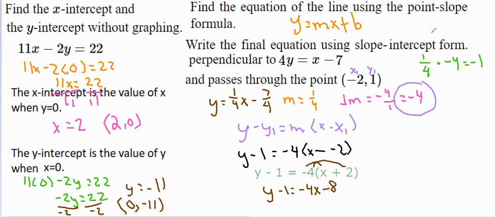And we're almost done. We just have to get rid of that negative 1. And the opposite of subtracting 1 is adding 1. So we add 1 to both sides. And that's going to give us the answer of y equals negative 4x minus 7. And if you have any kind of questions, ask your math teacher.